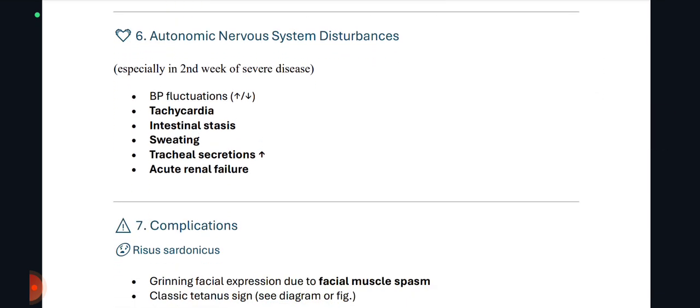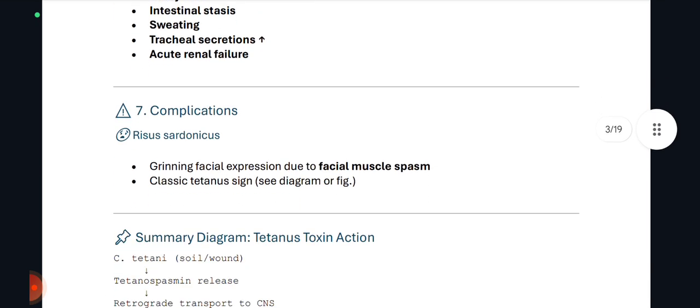Now, in autonomic nervous system disturbances, especially in the second week of severe disease, there are BP fluctuations. Sometimes the BP is high, sometimes the BP is low. There is tachycardia, intestinal stasis. The bowel movements become slow or they even stop. There is sweating, there is an increase in tracheal secretions, and acute renal failure may also be seen.